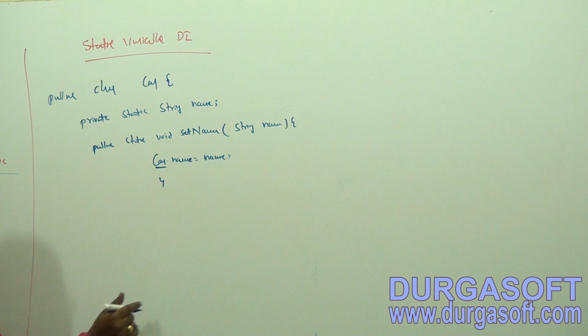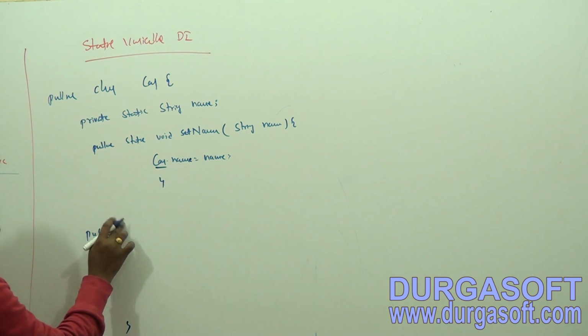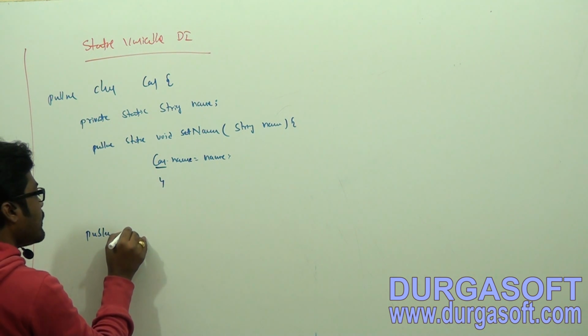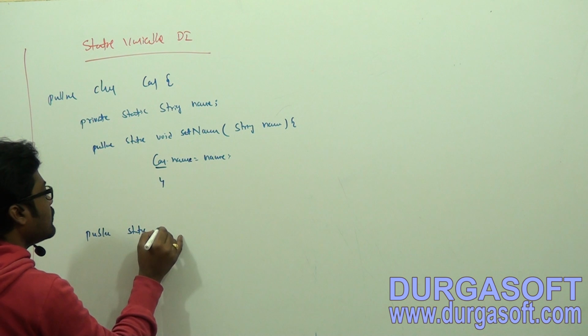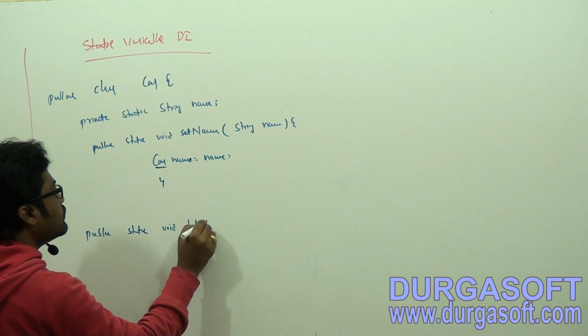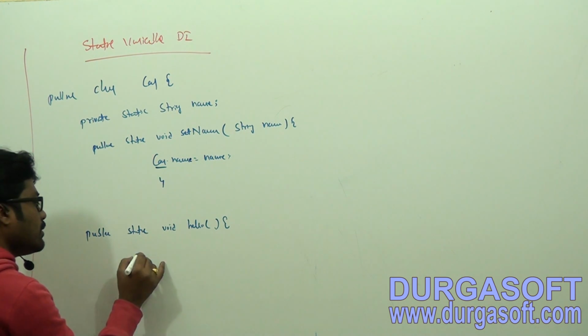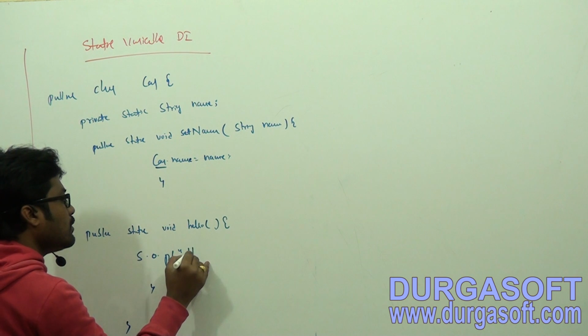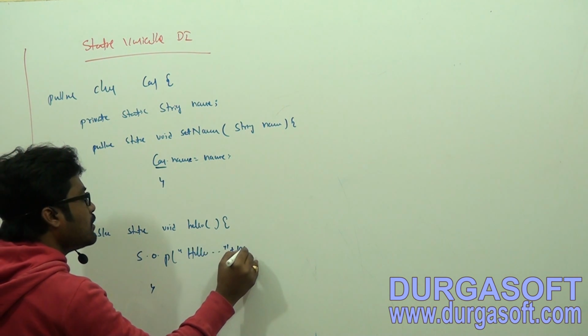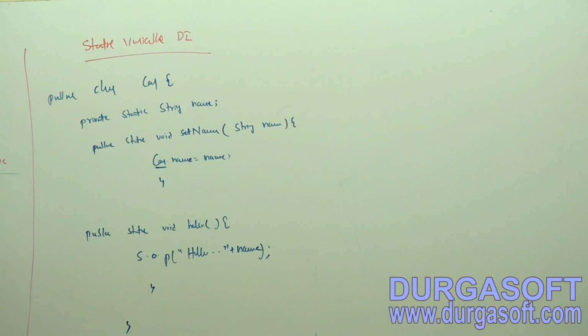Then finally here, if I have a static method, hello, public static void hello. Here to say hello: System.out.println hello plus name. Directly we can use it here, right? Static variables we can access directly from static methods. Non-static variables we can't access in static methods. And static variables you can access directly in non-static methods. But non-static variables directly you can't access in static methods.